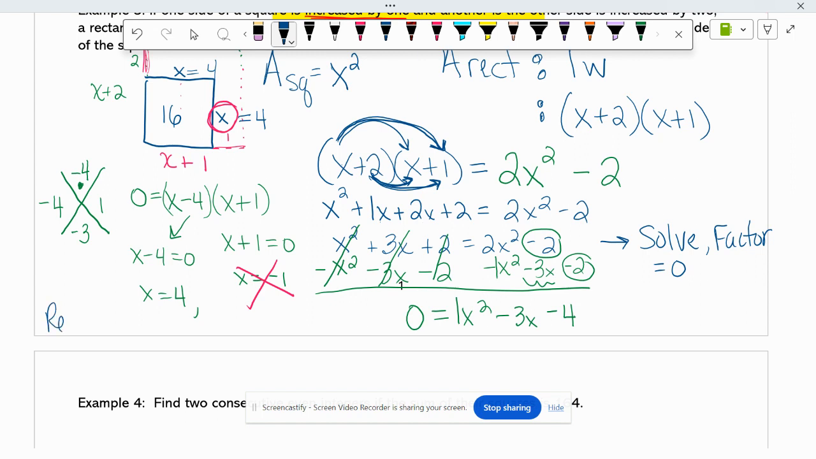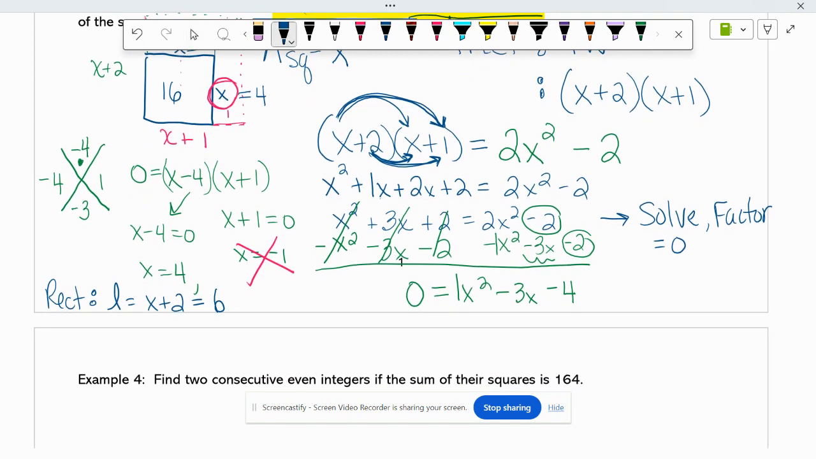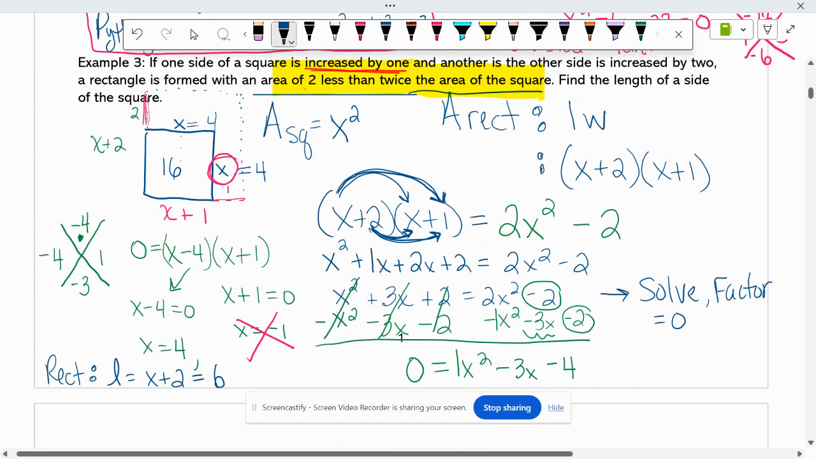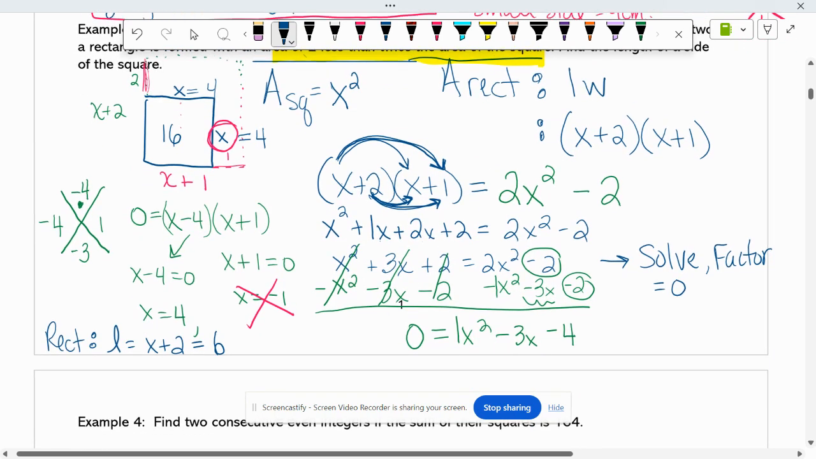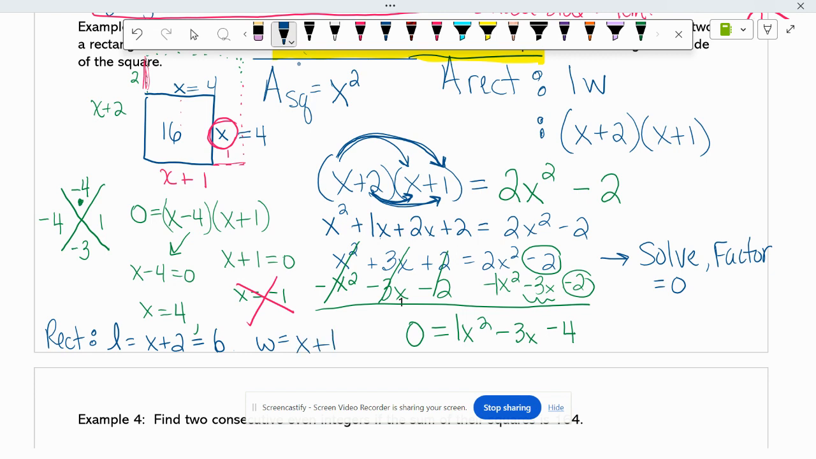But what about my rectangle? What are the measurements of my rectangle? Well, the length, which we said was x plus 2, is actually what? What is x plus 2 if x is 4? 6. And our units were inches, right? Did we get any units? No. Okay. So the length is 6. And what about the width? X plus 1 is what? 5. Okay. So the real question was, what is the side of the square? Well, the side of the square is 4. But what's everything else? The rectangle is 5 by 6.